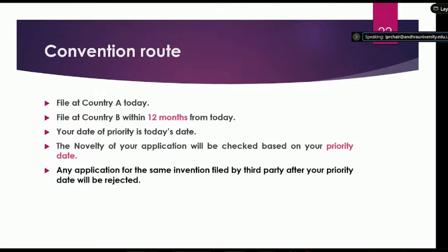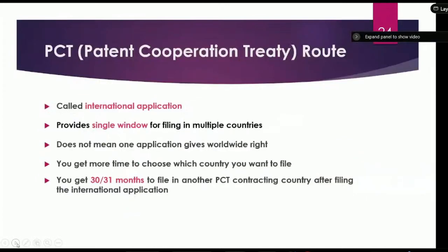So I filed one patent application today, and I have the time till 7th November 2023 to file the patent application in the US. However, if somebody has filed the same thing on 7th October 2023, that guy's application will be rejected because my application is drawing the priority date from today's date. So convention route gives you the priority date. This is Paris Convention, I have told you.